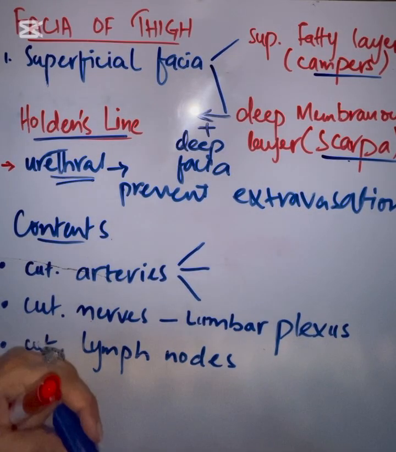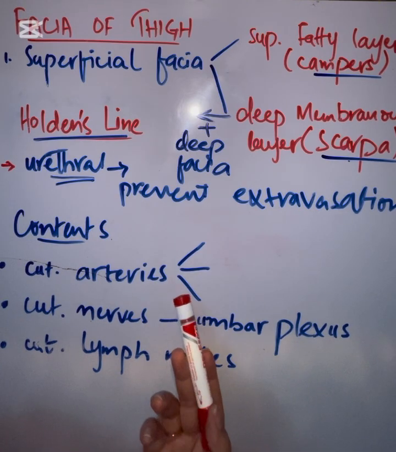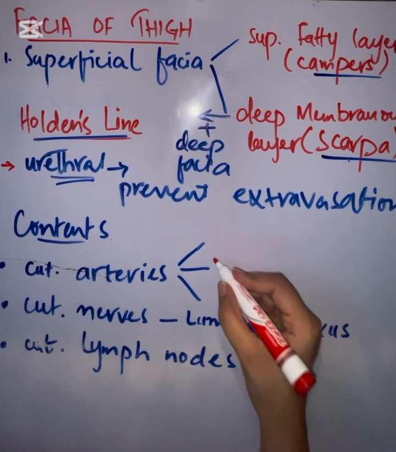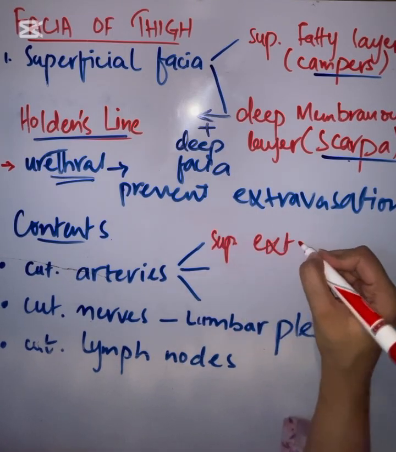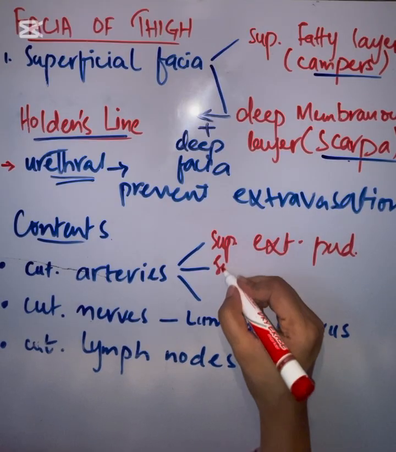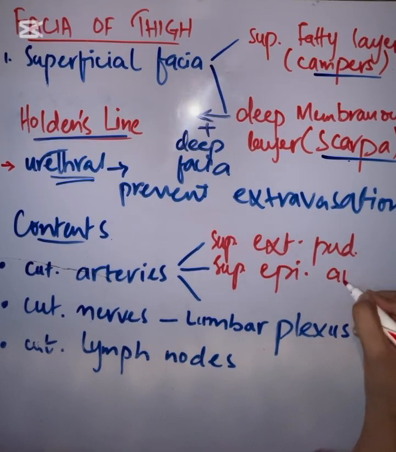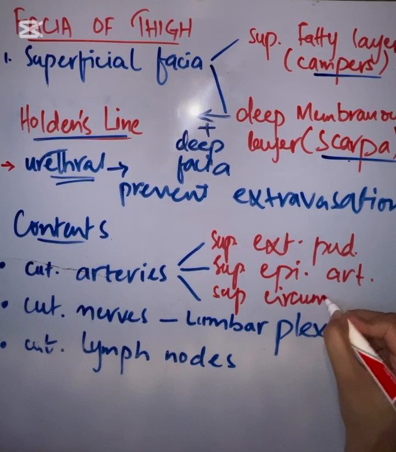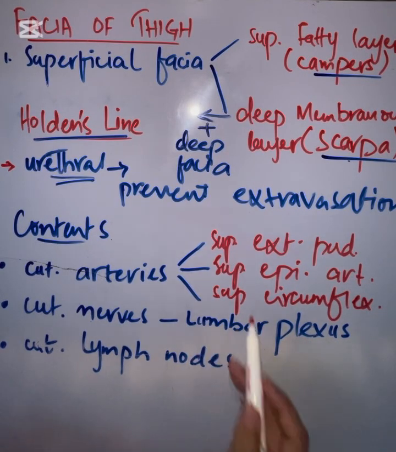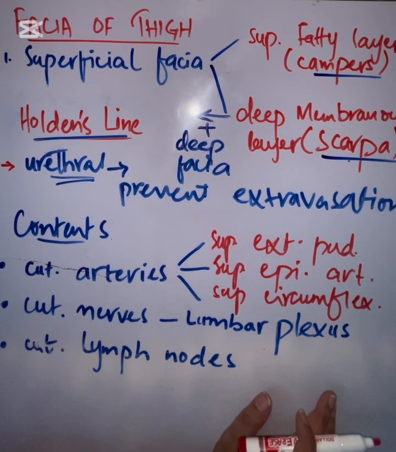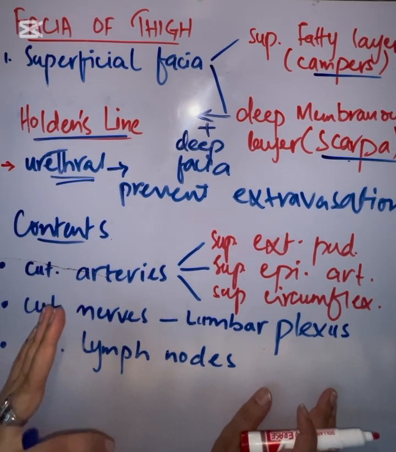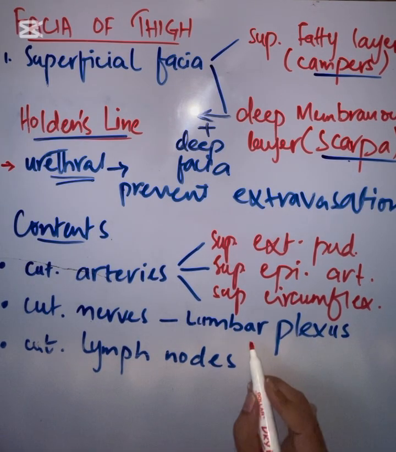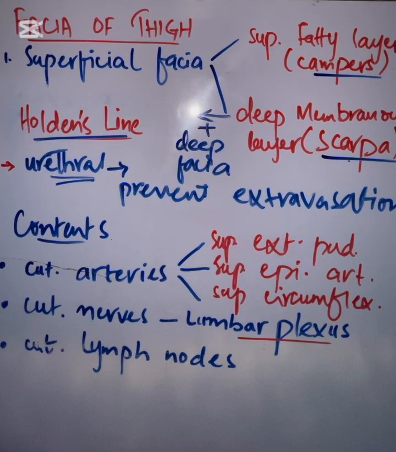Now, the contents of superficial fascia are the cutaneous arteries, cutaneous nerves, cutaneous lymph nodes, and cutaneous veins. The cutaneous arteries are the superficial external pudendal artery, the superficial epigastric artery, and the superficial circumflex iliac artery. So these three are the superficial arteries which are lying in the superficial fascia of the thigh. The cutaneous nerves are coming from the lumbar plexus. We are going to discuss this in detail later.